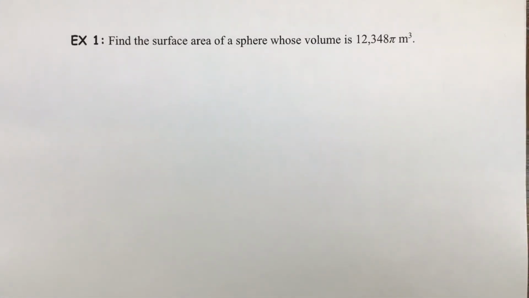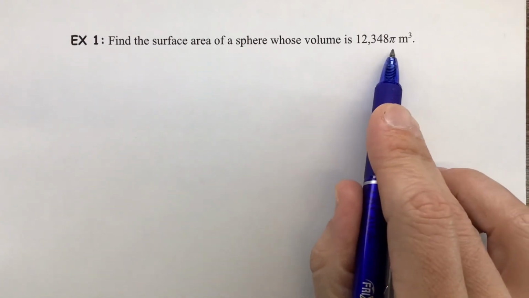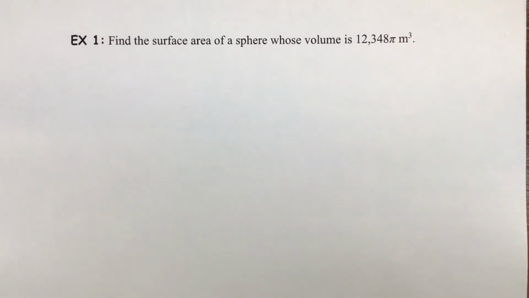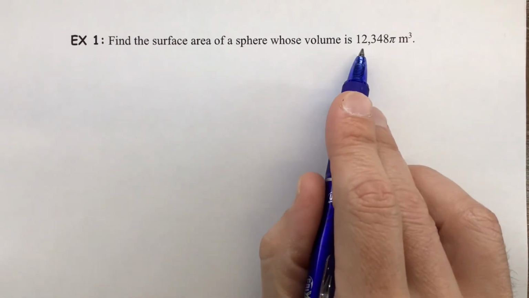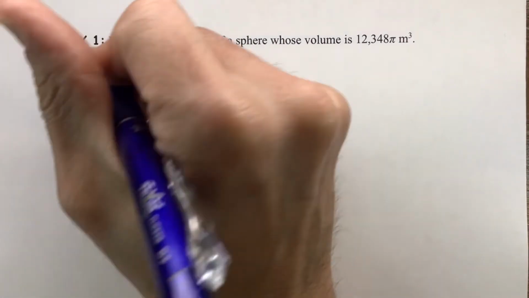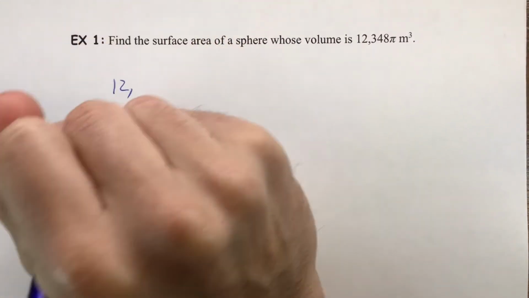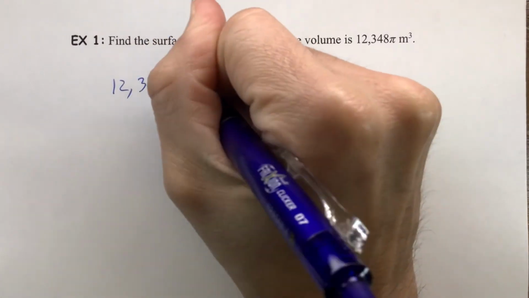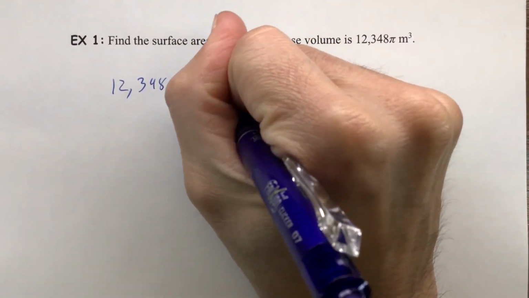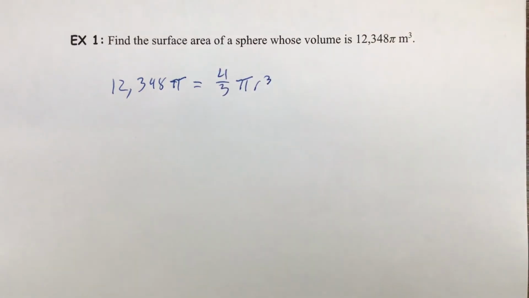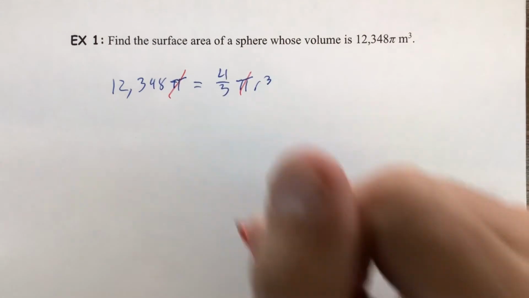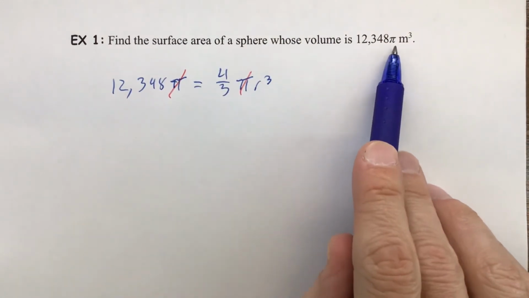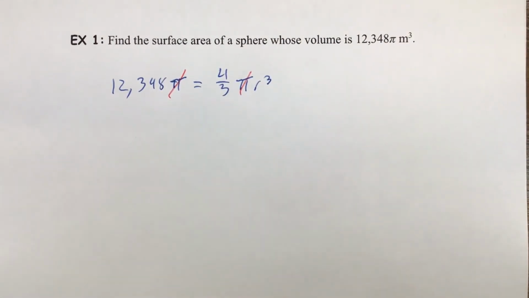All right, example 1, find the surface area of a sphere whose volume is this, which happens to be in terms of pi. Okay, so I'm going to set that equal to the volume formula. We got 12,348 pi, set that equal to 4/3 pi r cubed. Okay, so pi symbols get to cancel. And that's the point of it. That's the point of giving this in terms of pi, so that we can just cancel that out.